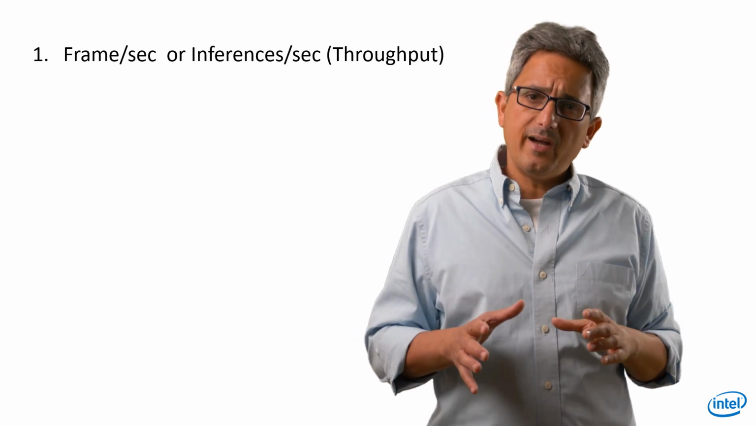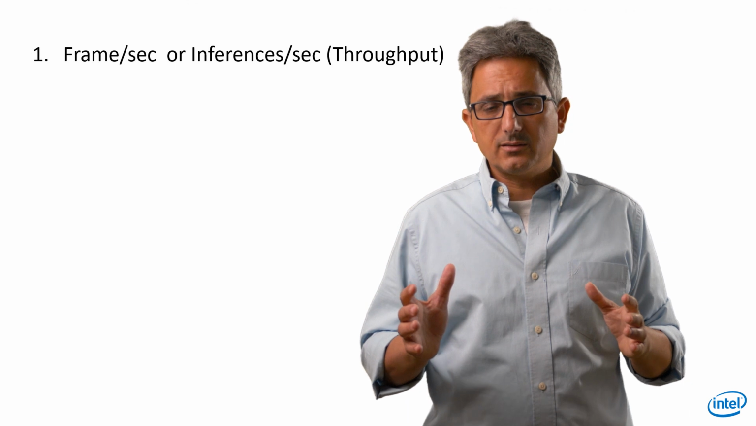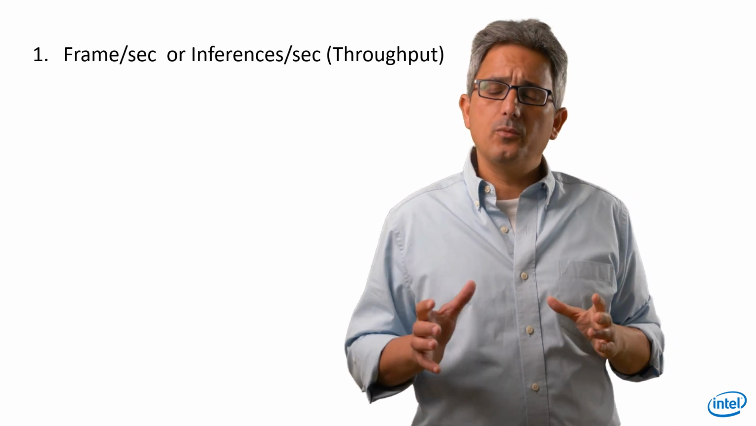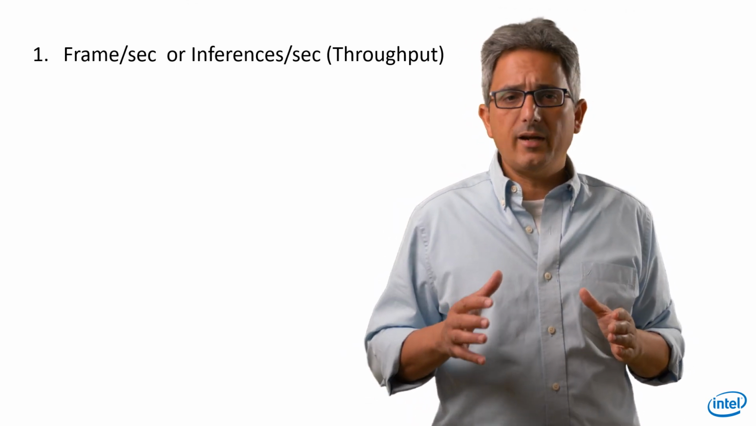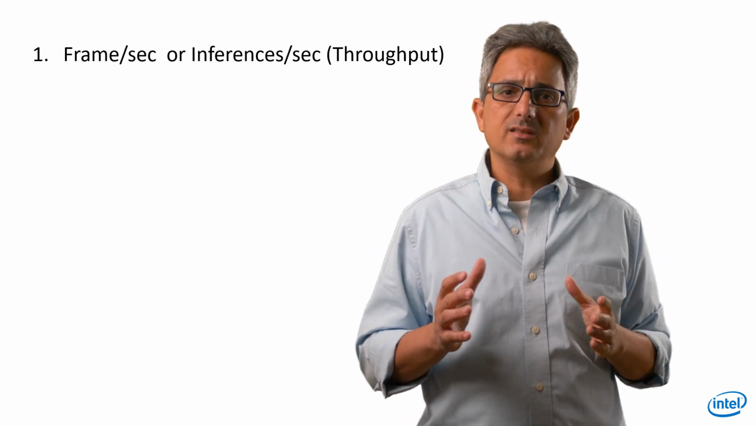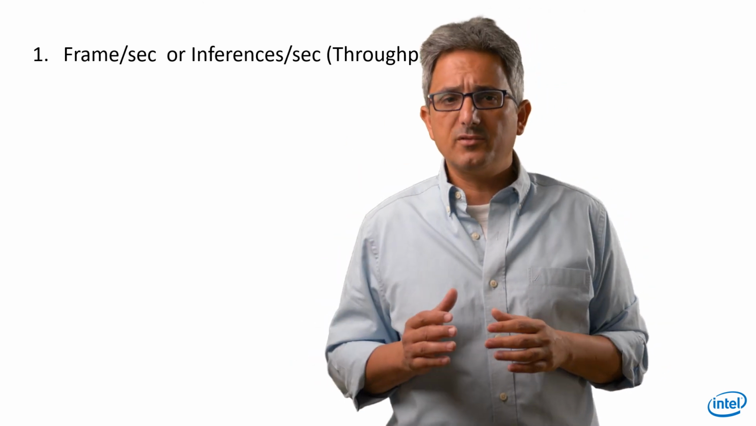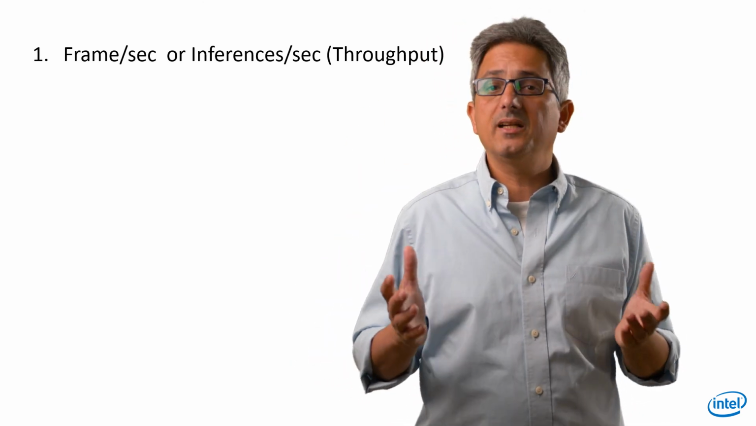This is usually derived from the overall application you're building and the product. It starts with frame per second, or actually inferences per second, as you might have many inferences in one frame. No need to shoot for 100 frames per second when your system needs only 10.